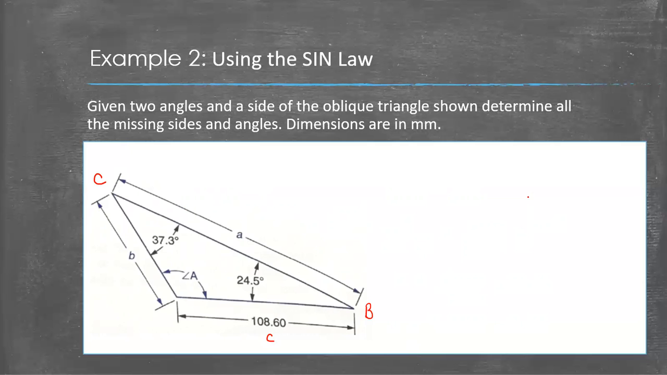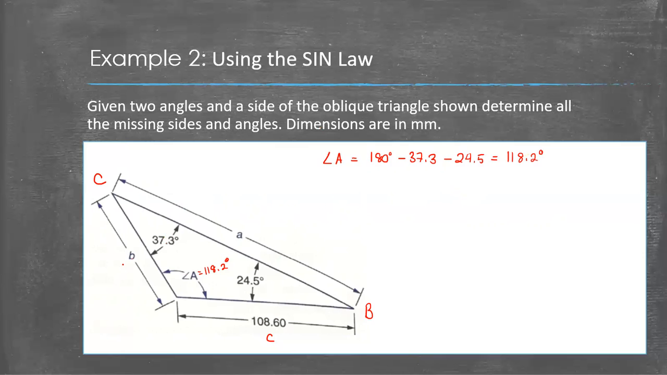I would suggest calculating angle A first. We know that all the angles in a triangle add to 180 degrees. So we can easily find out what angle A is. If you subtract 37.3 and 24.5, we get ourselves a value of 118.2. I like to put it in here. Degrees for A. They're all in one decimal place. We'll give our answer in one decimal place. So we just finished off one piece of the puzzle.